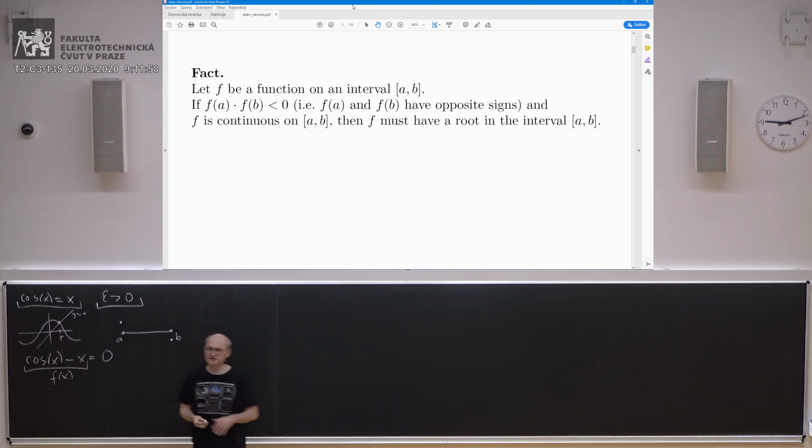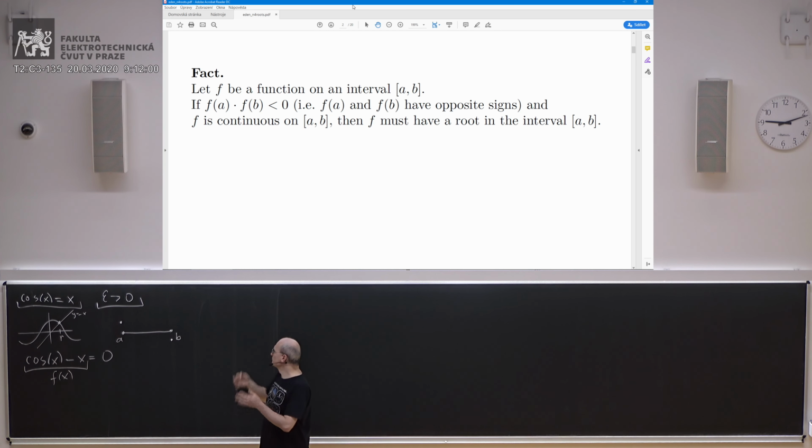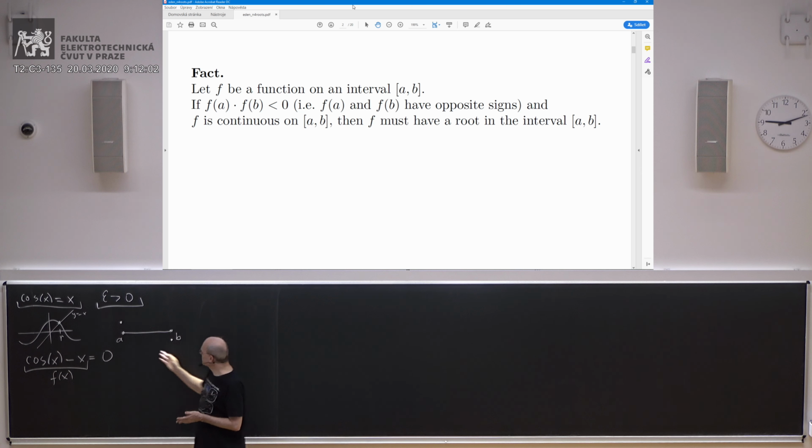So that's the situation. I substitute a, substitute b, look at the signs, and of course one of them can be 0, and then I found the root. But we are not going to be that lucky. So let's assume that the signs are distinct, and then common sense suggests that actually there should be a root somewhere in the middle. This is how we imagine it.